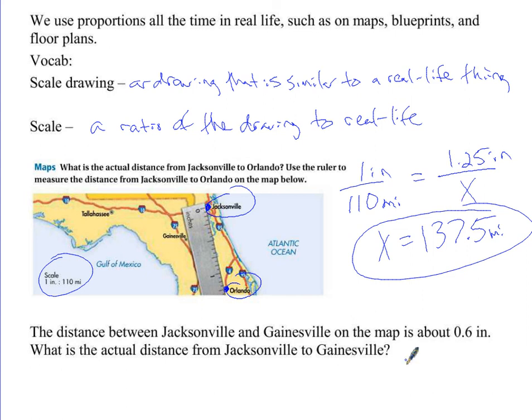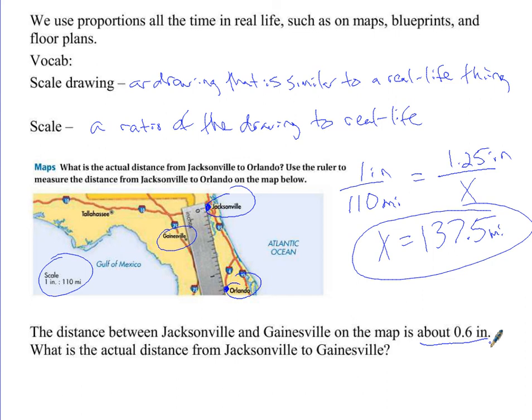All right, down below it says the distance between Jacksonville and Gainesville. So now we're talking about the same Jacksonville here, but Gainesville now is over here. On the map is about 0.6 inches. So what is the actual distance from Jacksonville to Gainesville? What do we do? So we better, before we do that, do what? Well, they're telling us. So they've told us that it's about 0.6 inches. So that's like we measured it and we got 0.6 inches.